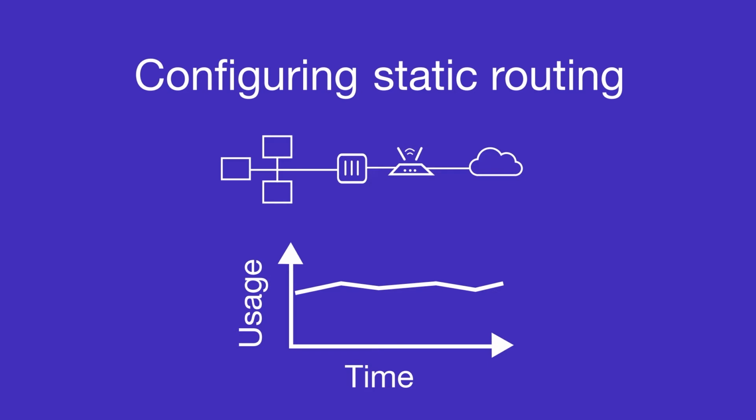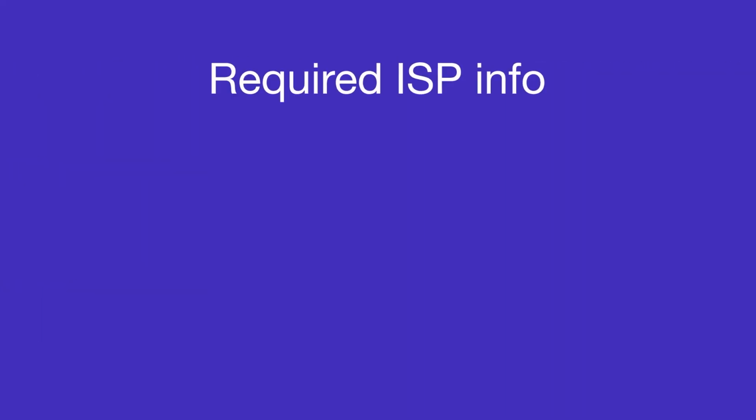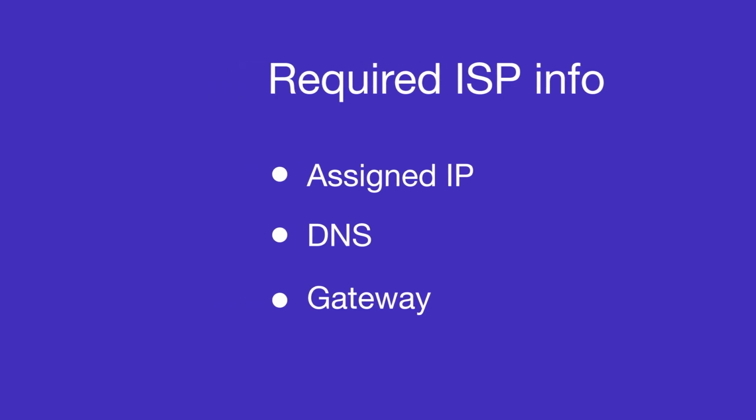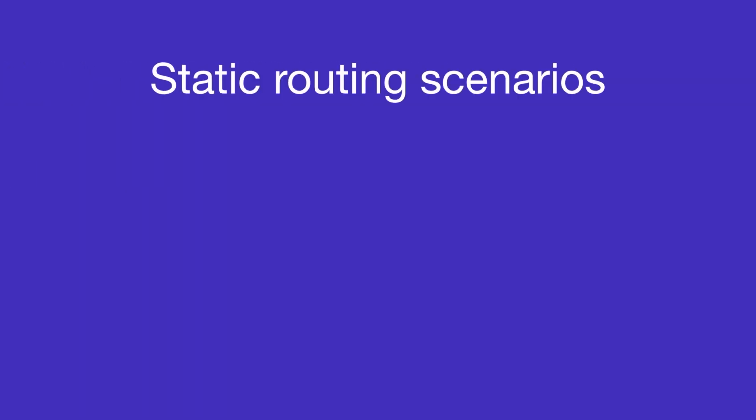Before you begin to configure routing on the FortiGate, please make sure you get the applicable ISP information, such as your assigned IP address, DNS, and gateway. Next, we will review the two common scenarios for static routing: DHCP and adding static routing manually.